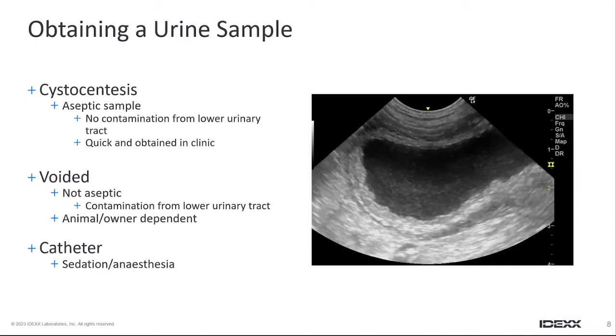But of course, other options are available. There was the voided sample, which was from the floor, so not sterile or aseptic in any way, shape, or form, with the potential of contamination from other compounds on the floor. And the other option is a catheterized sample, but clearly that would have required sedation or anesthesia, so that wasn't something that we were very likely to do. So in Mukat's case, I nipped into the surgery and we did an ultrasound-guided cystocentesis.